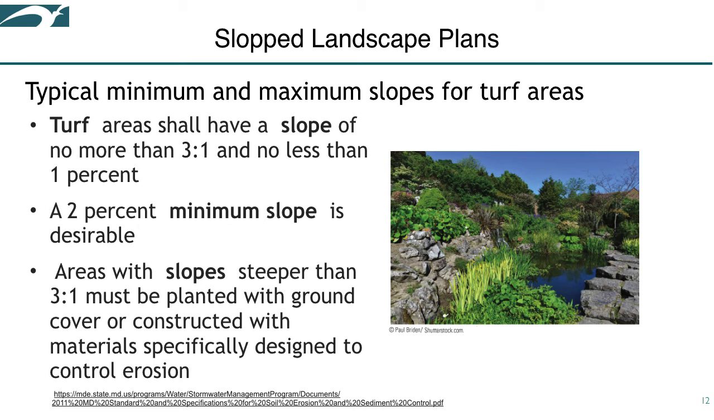A typical and minimum slope for turf areas. Turf areas shall have a slope of no more than 3:1 or no less than 1%. A 2% minimum slope is desirable. Areas with slopes steeper than that, which is 3:1, must be planted with suitable ground covers or construction materials that are specifically designed to control erosion within the landscape.